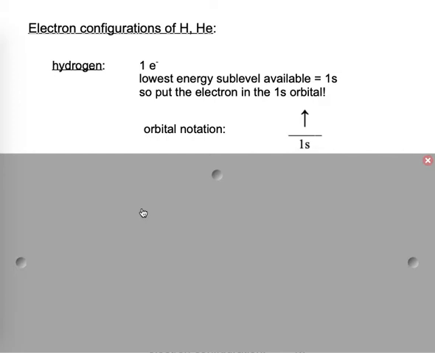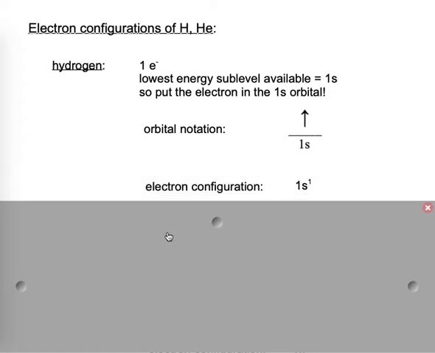So, let's begin by writing the electron configurations of hydrogen and helium. Hydrogen has 1 electron. The lowest energy sublevel that's available is the 1s sublevel, so we'll put the electron in the 1s orbital. We can represent that by drawing an orbital notation diagram, which represents the 1s orbital as a horizontal line, and the electron is represented by an arrow, which can either be pointing up or down to indicate the two possible values of spin. The electron configuration is simply 1s1, meaning there is 1 electron in the 1s sublevel.